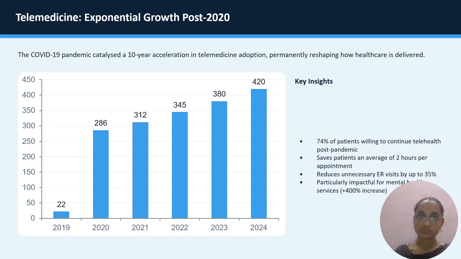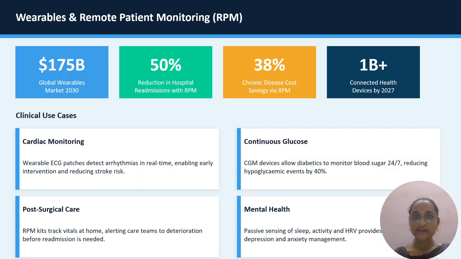Then in this slide is wearables and remote patient monitoring (RPM). It shows how health devices are changing patient care outside hospital. Key stats: $175 billion global wearable market 2030. The market for wearable health device will hit $175 billion by 2030. 50% reduction in hospital readmission with RPM.